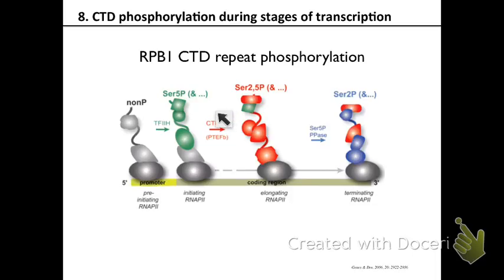Okay, and the role of these different phosphorylations is basically acting like specific binding sites for other proteins to bind and do their work. For example, serine 5 phosphorylation at the beginning of transcription serves as a binding site for some proteins that are important for the capping of the RNA at the 5' end. Okay. Any questions about this? All right.